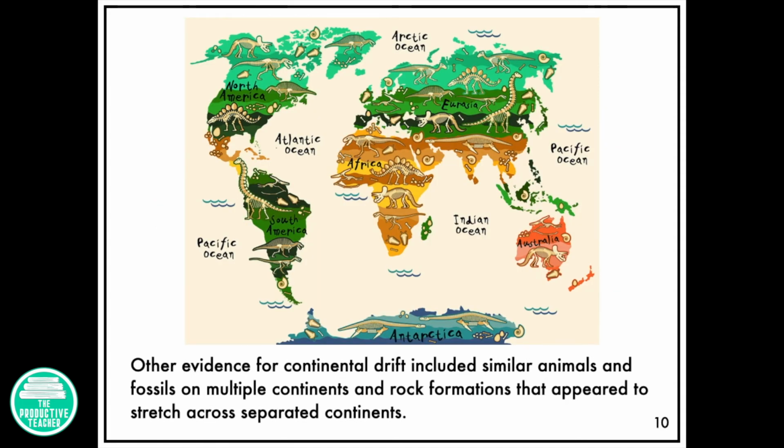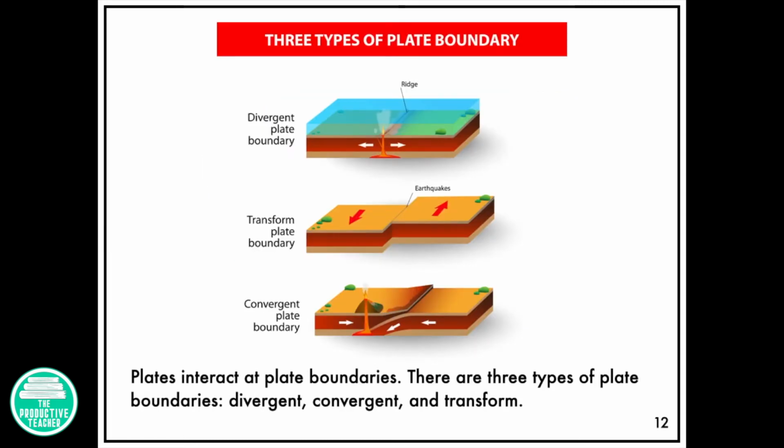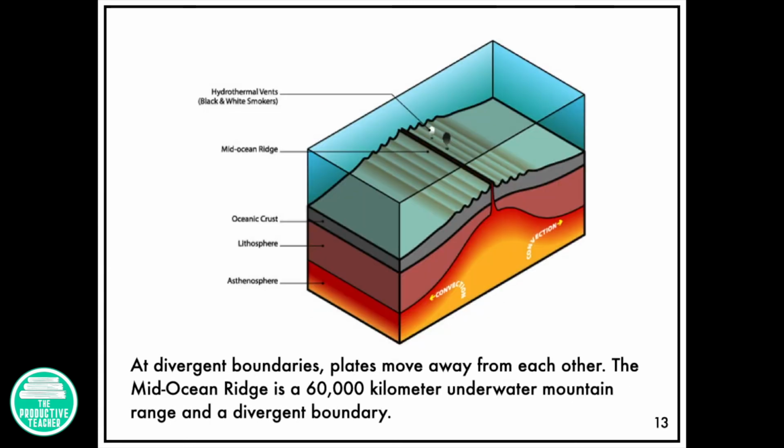Other evidence for continental drift included similar animals and fossils on multiple continents, and rock formations that appeared to stretch across separated continents. Earth's continents aren't the only things moving. All of the tectonic plates on Earth move, including those under the oceans. Plates interact at plate boundaries. There are 3 types of plate boundaries: divergent, convergent, and transform.